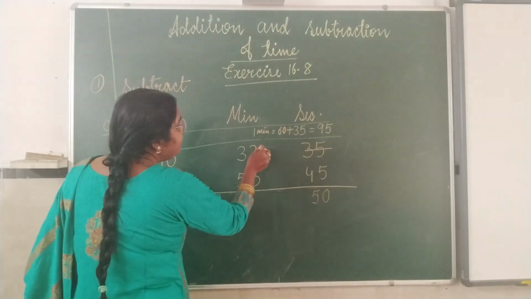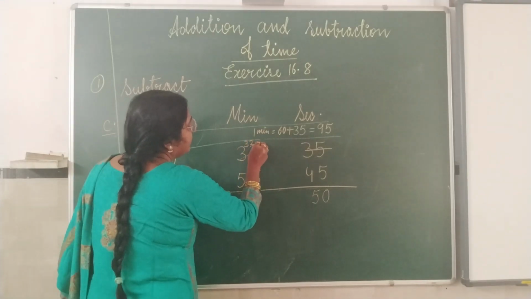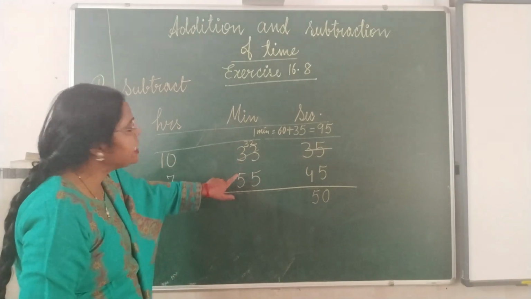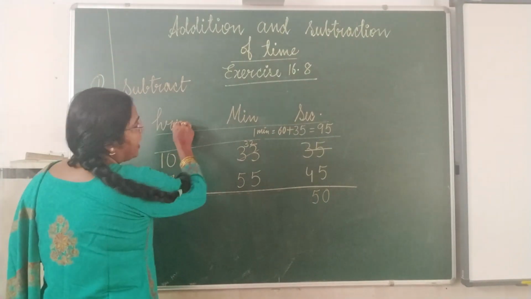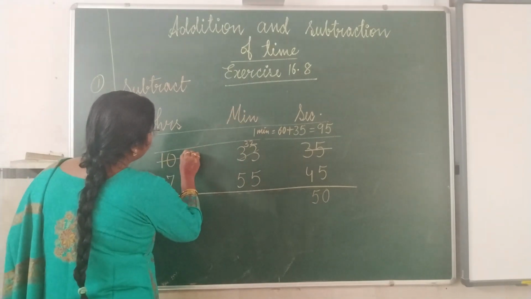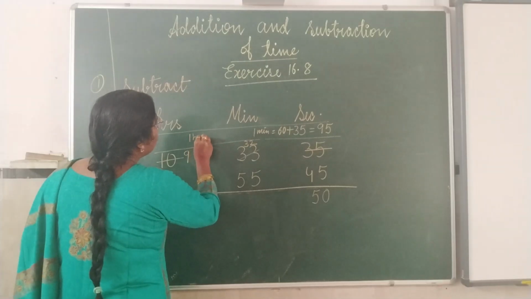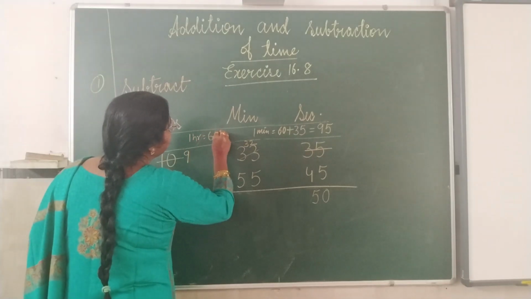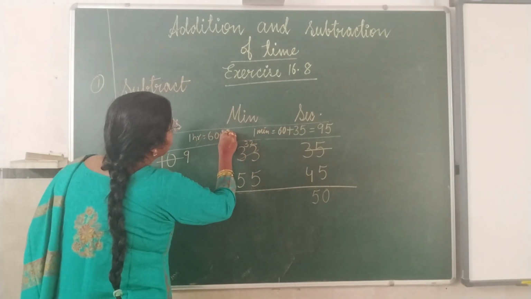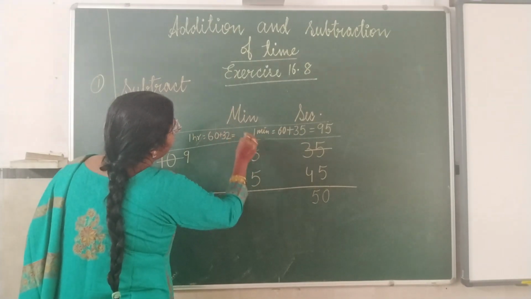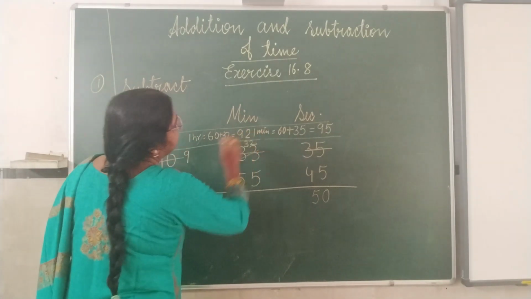Okay. Now when we are taking borrow from 33, it becomes 32. Correct? Now 32 minus 55, again it is not possible. We will take the borrow from hours. So this 10 will turn to 9. And we are taking borrow, 1 hour is equal to 60 minutes. Already 32 minutes is there. So 60 plus 32 is equal to, we will cut that and we will write down here 92 minutes.